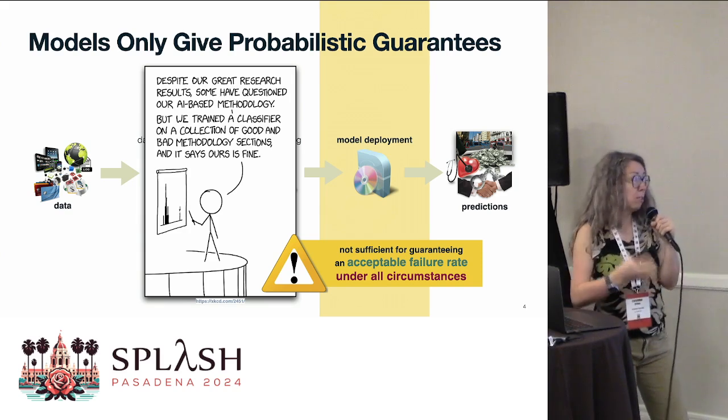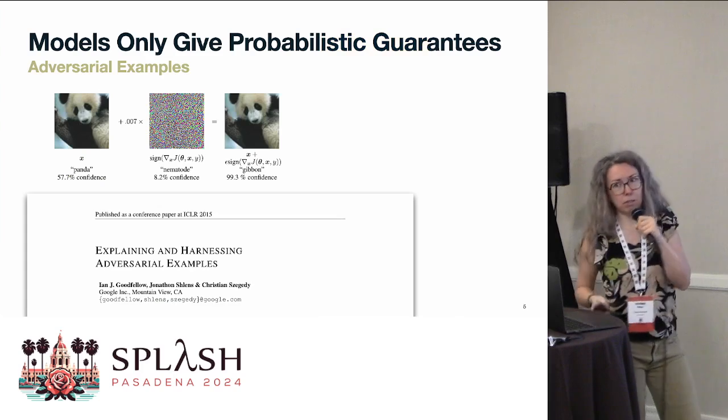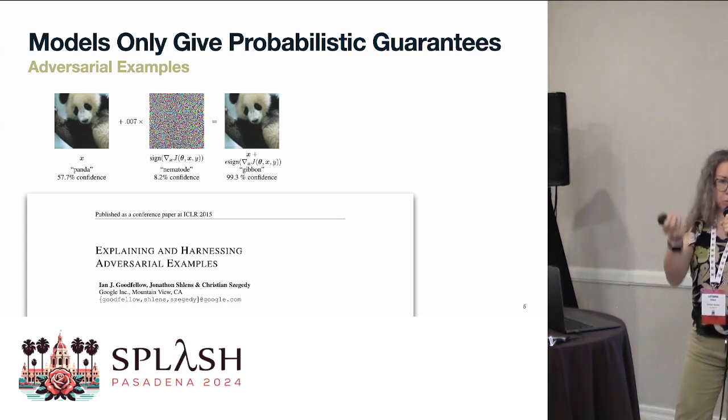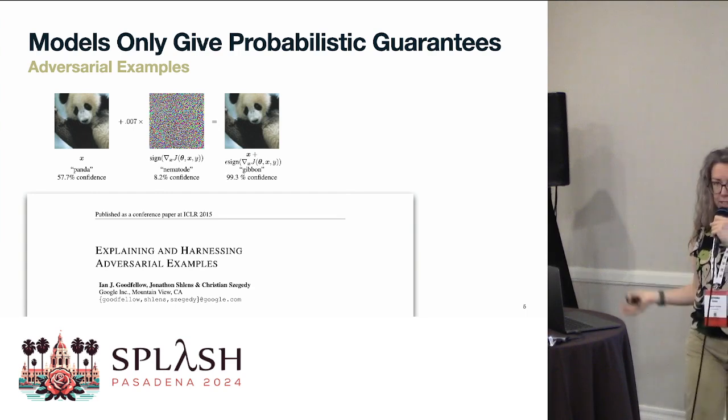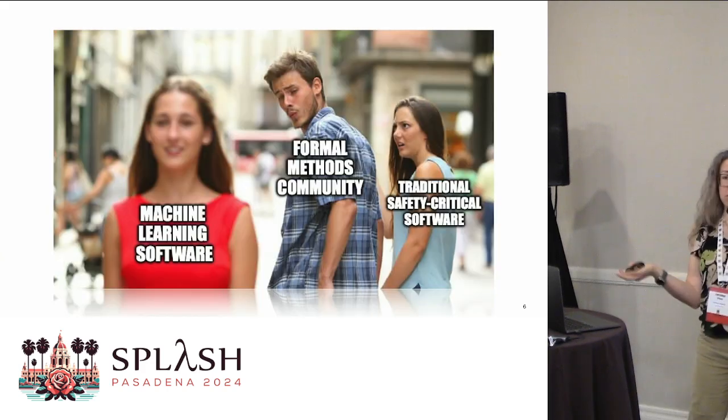In particular, the machine learning community noticed, and you all know this, that these models are vulnerable to small perturbations of their input that can dramatically change their outcome. And this is actually also the motivation why the formal methods community started looking at this kind of systems.